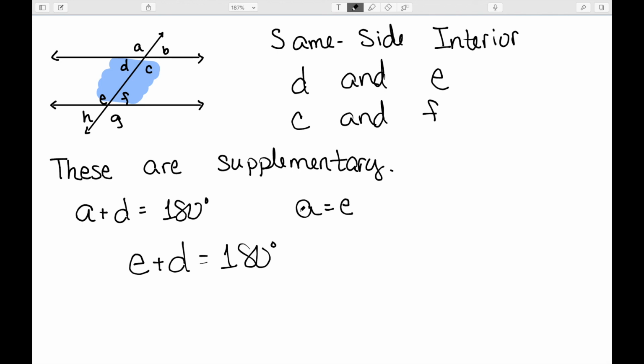And just like we have these relationships between alternate interior and same side interior, we can also talk about alternate exterior and same side exterior angles as well and create these types of relationships.